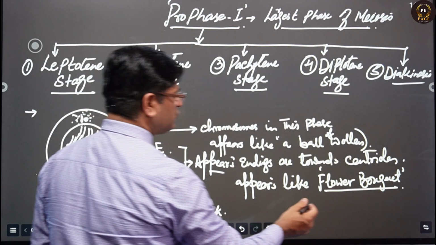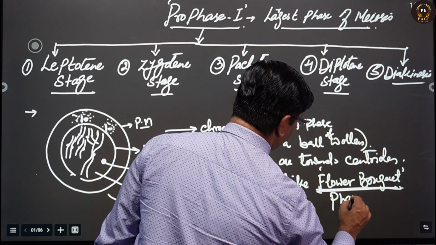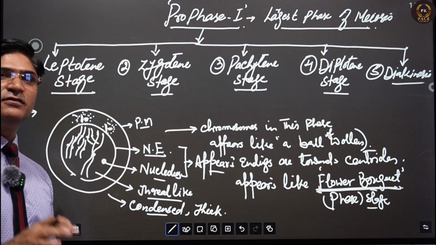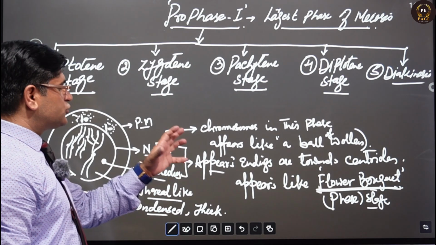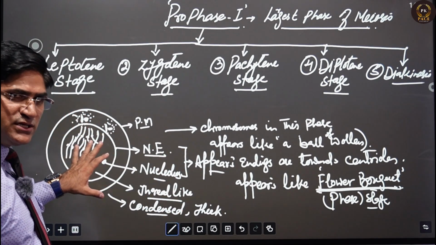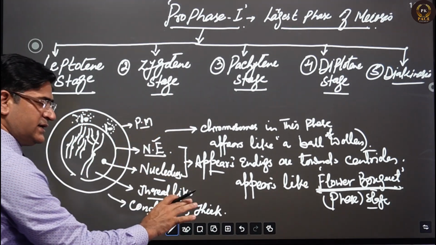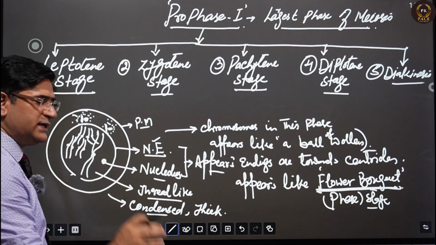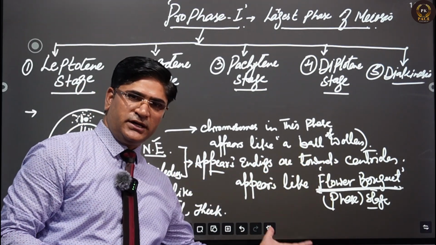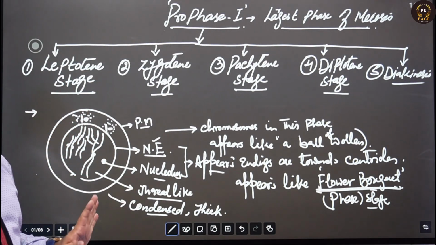That is why this phase is sometimes also known as the flower bouquet phase or flower bouquet stage. So these are the changes occurring in the leptotene stage: the nuclear envelope and nucleolus remain intact, chromosomes become more and more condensed and thick, and it gives the appearance of a flower bouquet. These are the changes you have to remember about the leptotene stage.